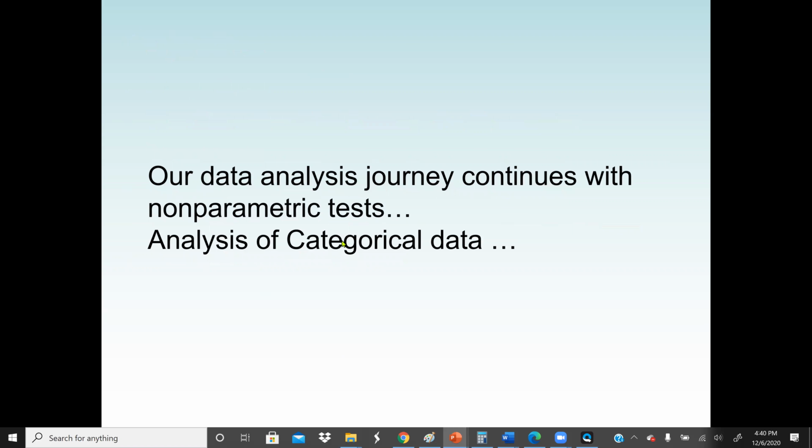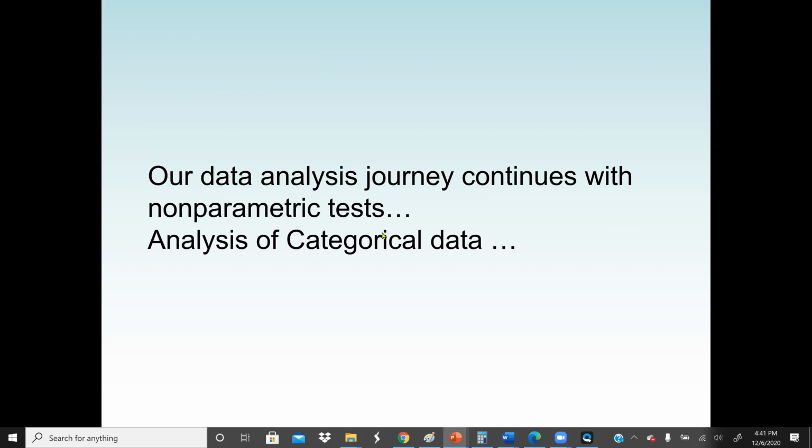So our data analysis journey continues with non-parametric tests. This is our first non-parametric test. Again, in this course, we went through the parametric tests. We used the z-score to test the sample mean. We used the t-test, ANOVA, etc. And we also did regression analysis and the correlation coefficient.